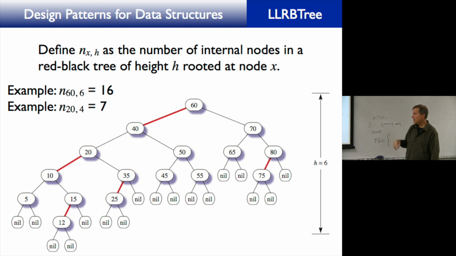And what is n(20, 4)? See, 20 has a height of 4, right? 1, 2, yeah, because we count the root. 1, 2, 3, 4, right. So n(20, 4) is 7. So 1, 2, 3, 4, 5, 6, 7. That's that quantity. How is it a height of 4? Because the 20 is at one level, the 10 and the 35 are at the second level, the 5, the 15, and the 25 are at the third level, and the 12 is at the fourth level. Are you with me?